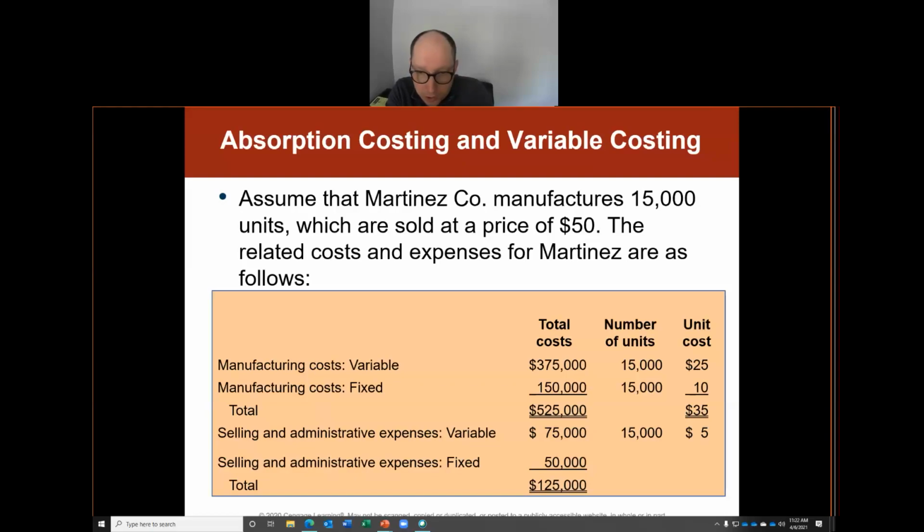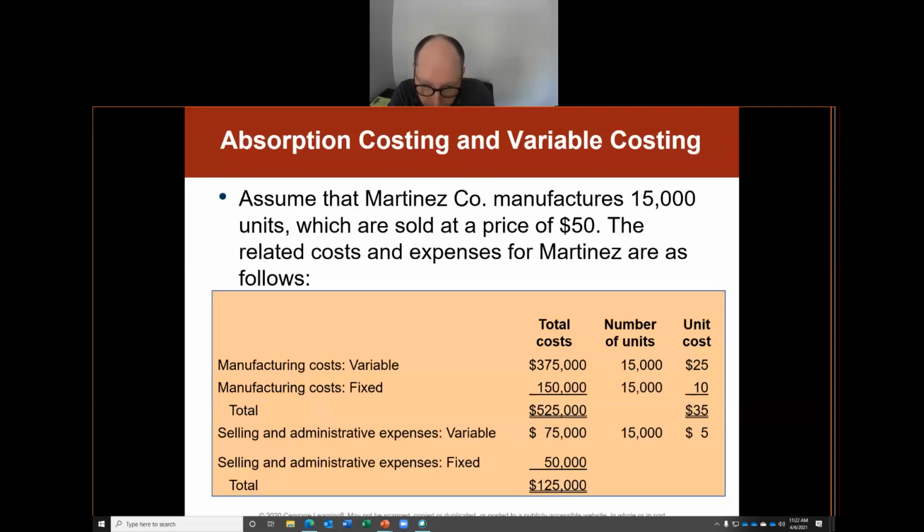Our variable costs, $375,000, about $25 per unit variable cost. Manufacturing costs, $150,000, $10 per unit fixed cost. 10 times 15, 150,000. 25 times 15, 375,000. The total cost of manufacturing a single unit is $35. Okay, so $35 per unit.